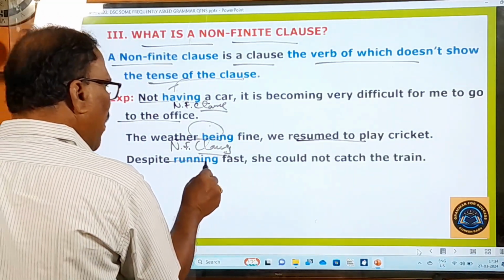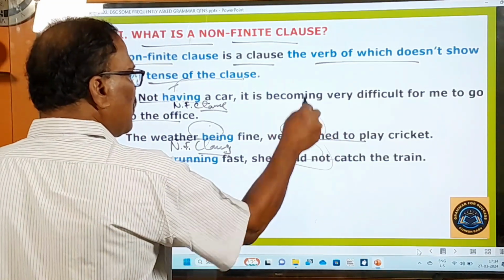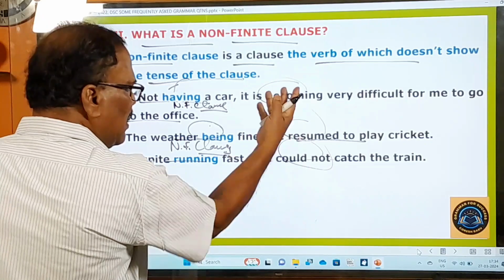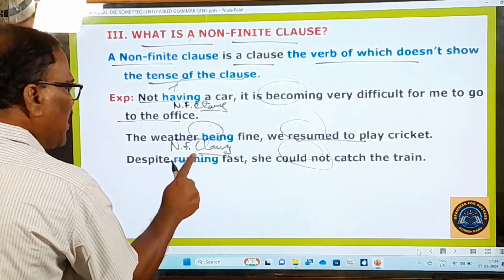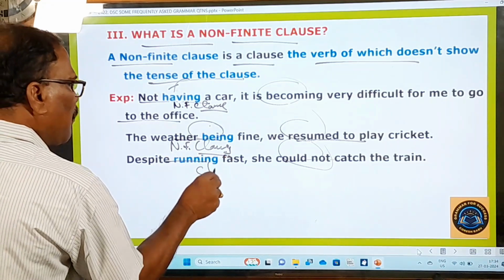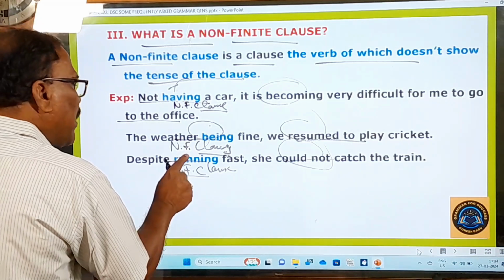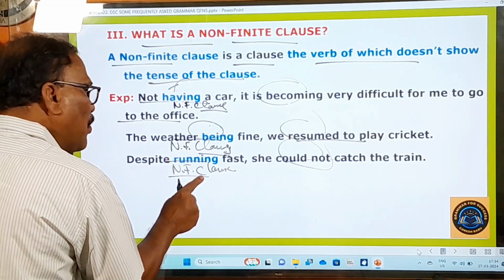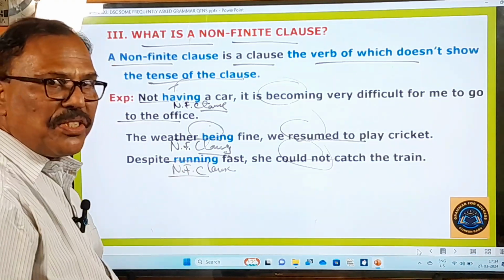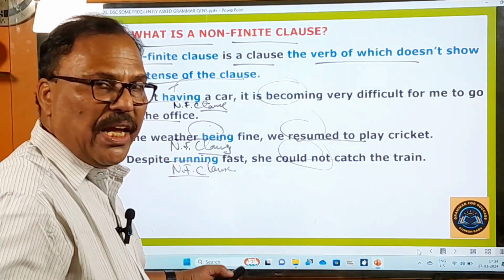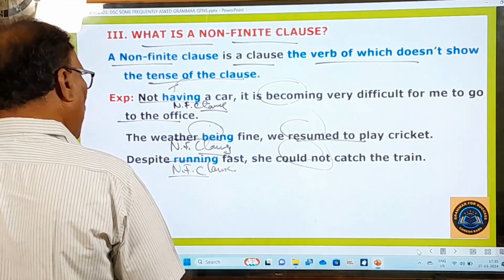Similarly, despite running fast, she could not catch the train. Of course, that sentence is in the past tense. We are not talking about the sentence. We are talking only about the clauses. So this is the clause. "Despite running fast" is a clause. What kind of clause is this? It's a non-finite clause because the verb used in this, "running", is not showing the tense of this clause. Is it showing the present tense, past tense or future tense? What tense is it showing? It's not showing any tense, and that's why this is called a non-finite clause, right?